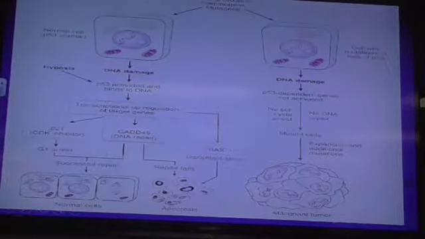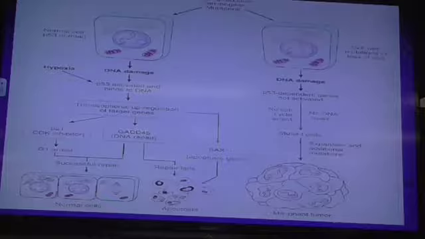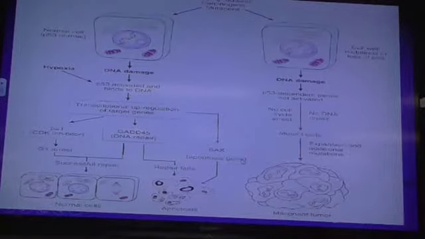So if the DNA repair is successful, then the cell is allowed to continue through the cell cycle, and all is well. If the DNA repair is not successful, then the apoptotic pathway is initiated and the cell is destined to die. Okay? Is everybody clear on that basic pathway? Yes?